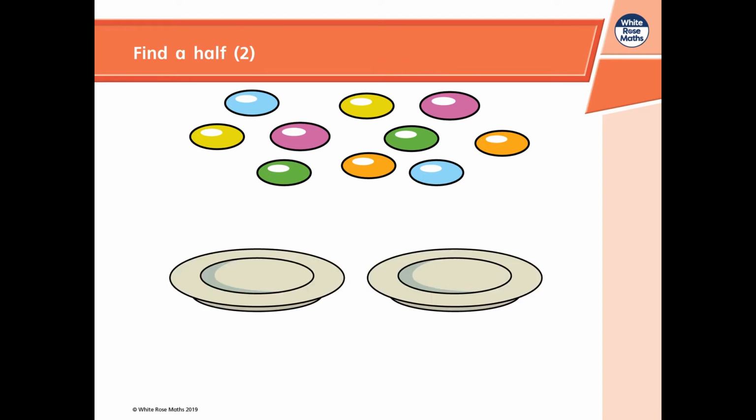Here we have 2 plates. And how many Smarties do we have? Did you count 10? Great. Well, if we wanted to share those Smarties into 2 equal groups, we'd be trying to figure out 10 shared into 2 equal groups. How many would go on each plate? How many would be in each group? Well, let's share them.